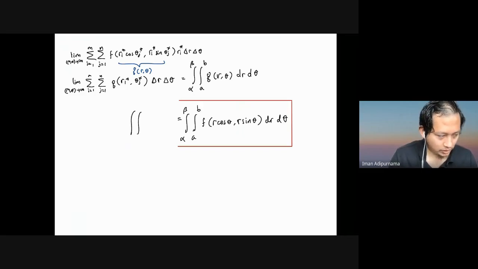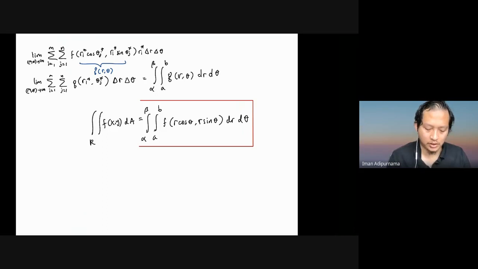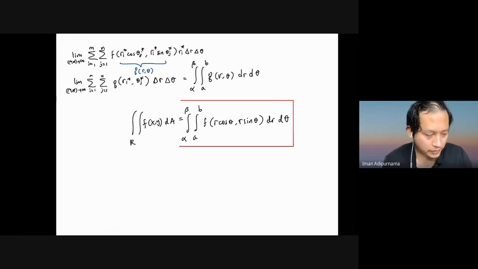Let me write here, let's say we have the original double integral, and we can actually convert the integration if we know the radius and the angle that we want to observe, and we can convert them into this polar version. Okay.